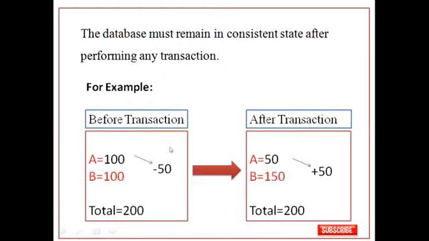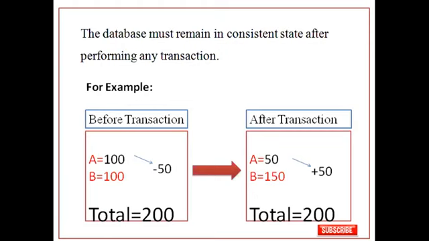Now see, before the transaction, what is the total fund in account A and account B? That is 200. Next, after the transaction, what is the fund value of account A and account B? The total is equal to 200. So this is called a consistent state. Now the database must remain in a consistent state.